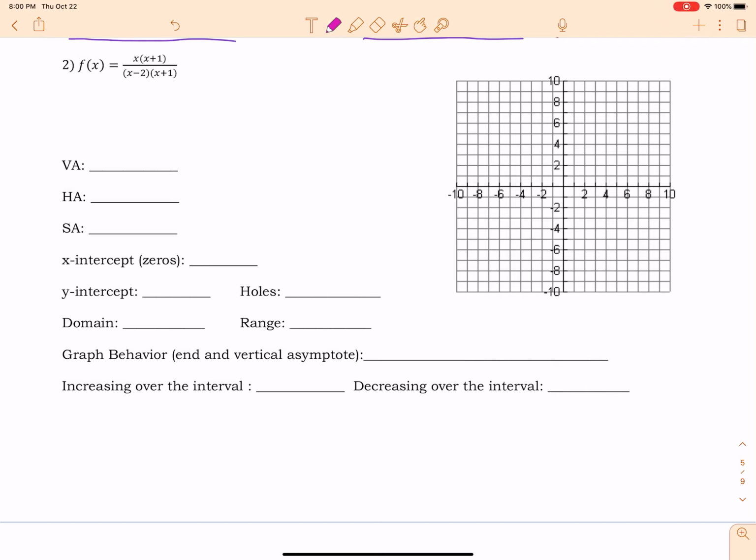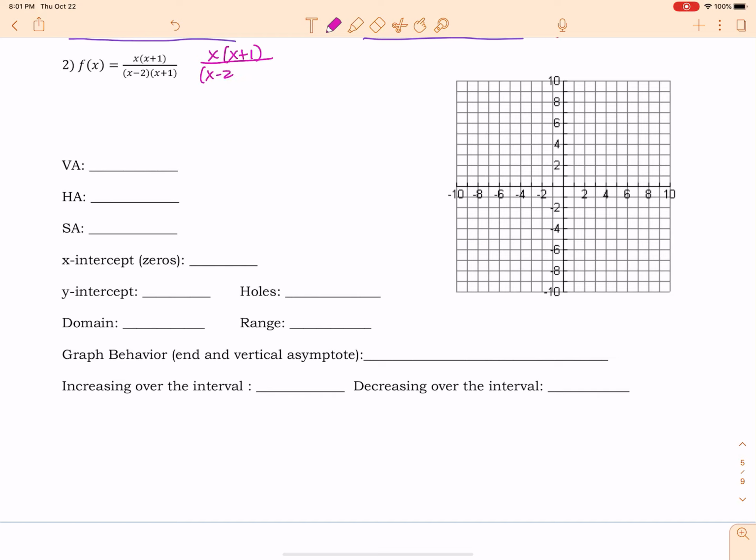All right, pre-cal, here is your second graphing rational functions video. So we're going to go through the same exact steps we did on the last video. We're going to start with factoring, of course. So I've already got everything factored.